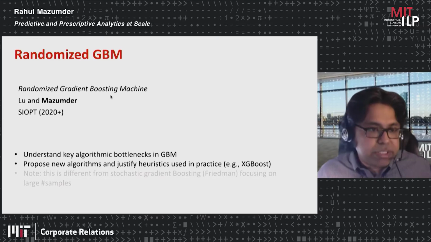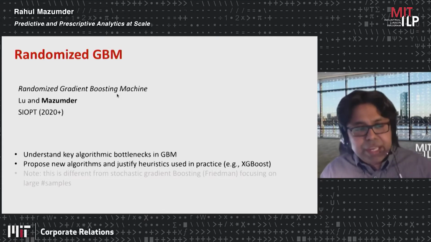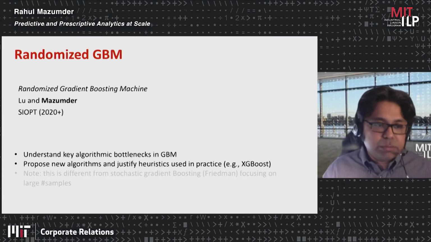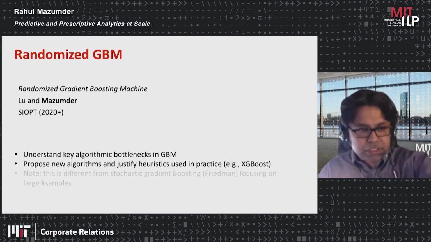It's called Randomized Gradient Boosted Machines. So it adds a layer of randomization on top of the usual gradient boosting machines. There is a version of randomized gradient boosting machine which is known as stochastic gradient boosting, but the current version that I'm talking about is of a very different style and spirit.